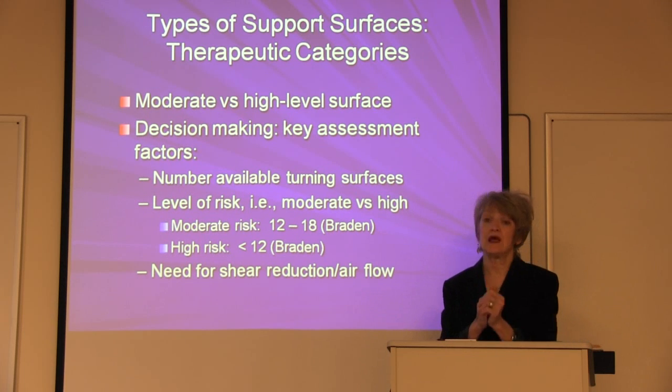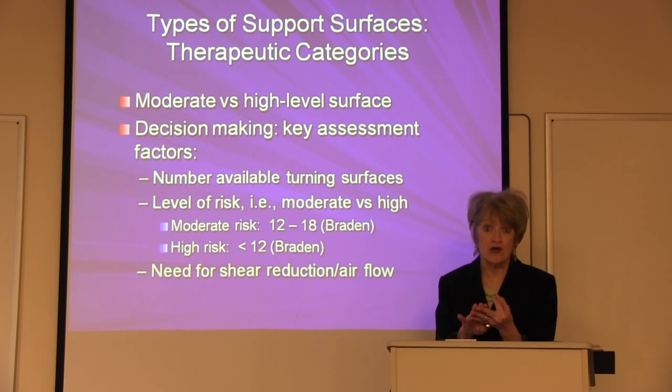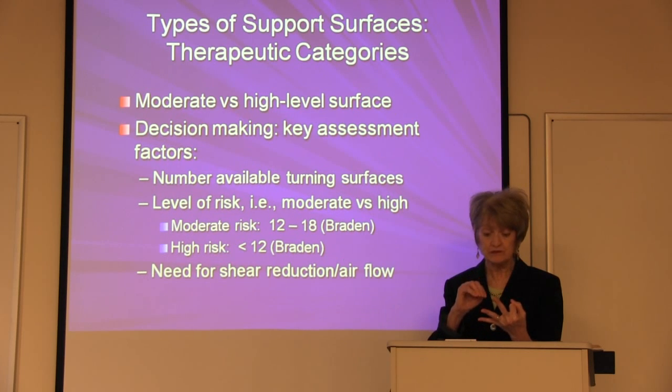The second thing is the level of risk. If your patient's moderate risk, then most of the time you can manage them on the mid-level surface. But if a patient's extremely high risk, it's very likely that they'll have multiple risk factors that you have to address. Your very high-risk patients are very likely to need everything: high-level pressure distribution, shear and friction control, and moisture management.